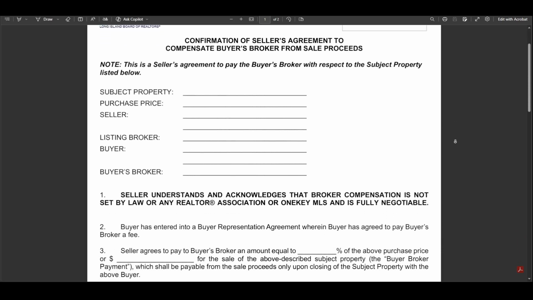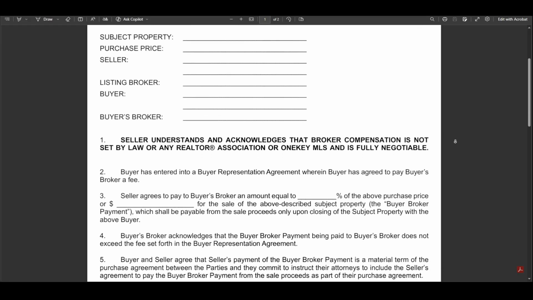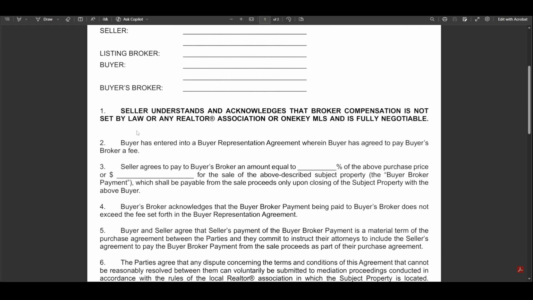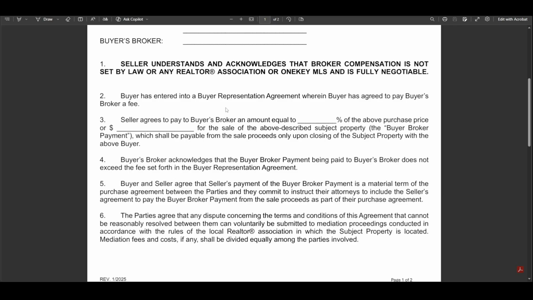So number one is just a confirmation of what this is about. In summary, the seller understands and acknowledges that broker compensation is not set by law or any realtor association or multiple listing service, and is fully negotiable. Number two is that the buyer has entered into a buyer representation agreement wherein the buyer has agreed to pay buyer's broker a fee.